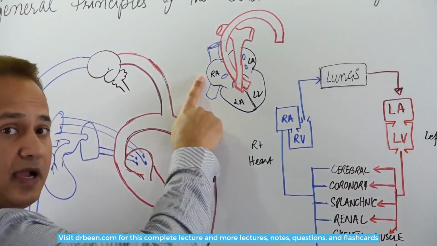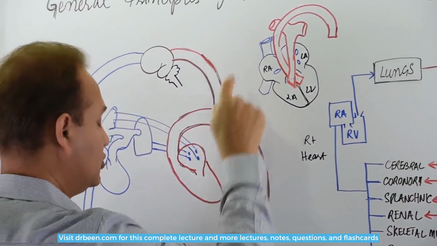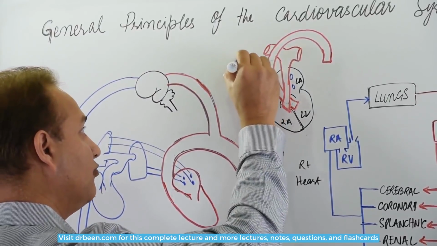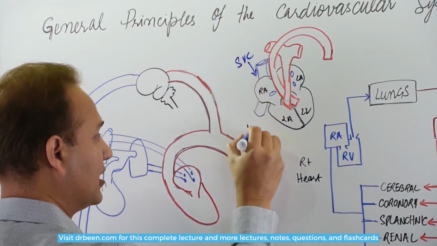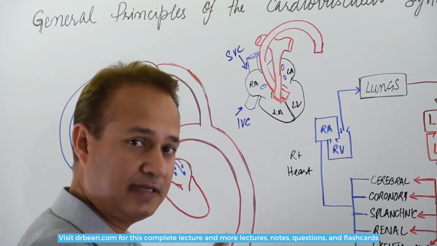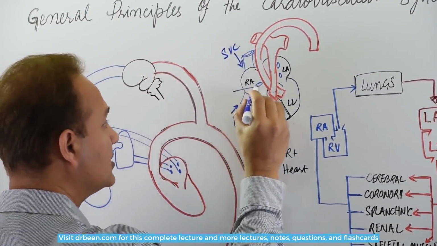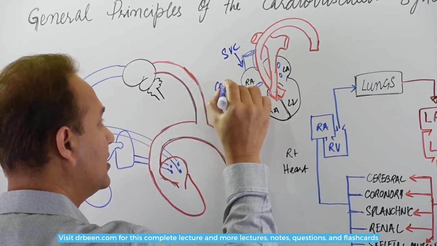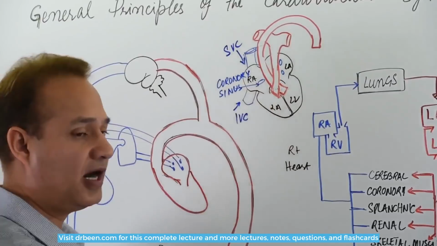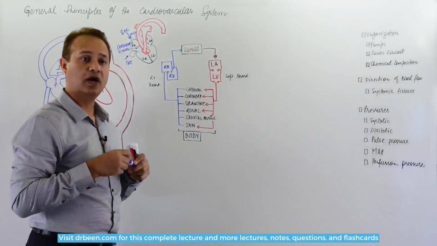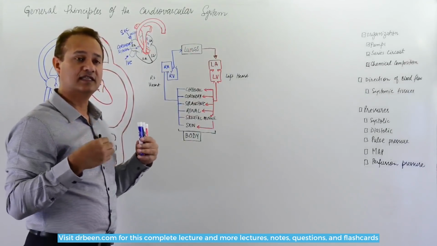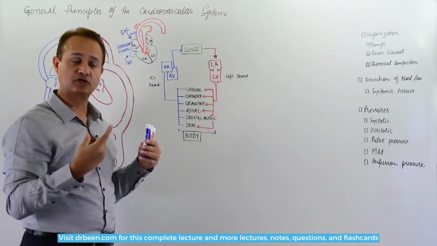The right atrium has 3 inputs. Superior vena cava brings the blood from the head and neck area. Inferior vena cava, IVC, brings blood from the rest of the body except the heart, and the coronary sinus brings blood back from the heart. Now remember, the heart receives blood to do 2 things. One is it receives blood to pump it out, so that's the pumping function, and the second is it receives blood to use it as its own nutrition as well.